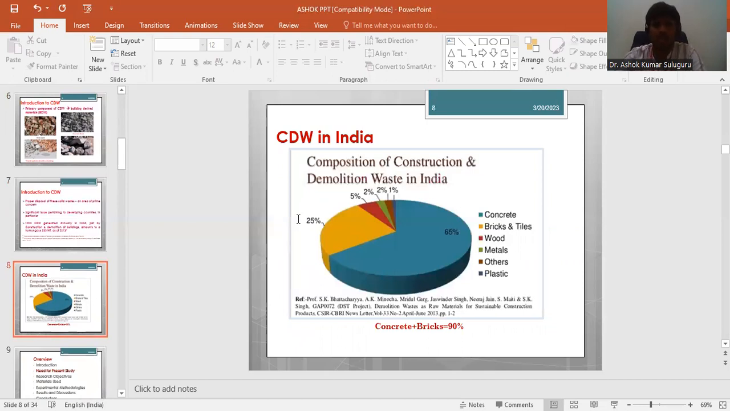For CDW in India, the graph clearly shows that concrete and bricks together constitute almost 90%. So these two are the waste materials I mentioned earlier, and we are trying to study the properties of these two materials.